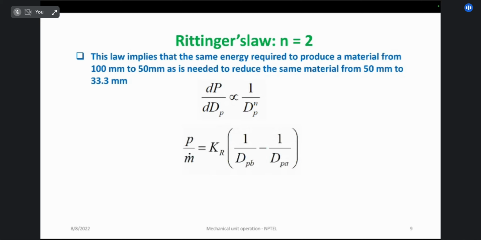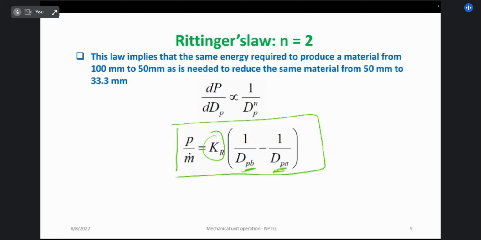So as you put the value of n, you will get this equation: P by m dot, where m dot is the mass flow rate of the material, is equal to Kr. This is the Rittinger's law constant. It is not a unitless constant; it has some unit. You always need to remember that in this kind of law these are not unitless constants. It is multiplied by 1 upon dPb, the product diameter, minus 1 upon dPa, the feed particle diameter. These are the average feed particle diameter and average product diameter, obviously, because not all particles are the same.